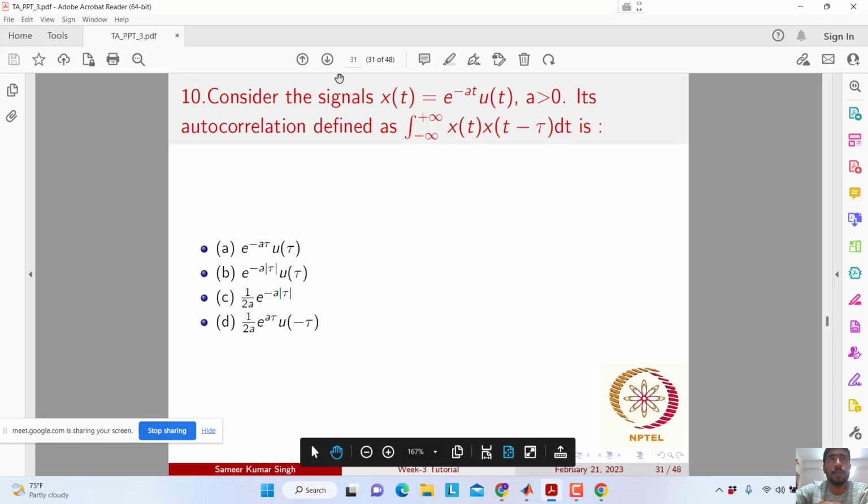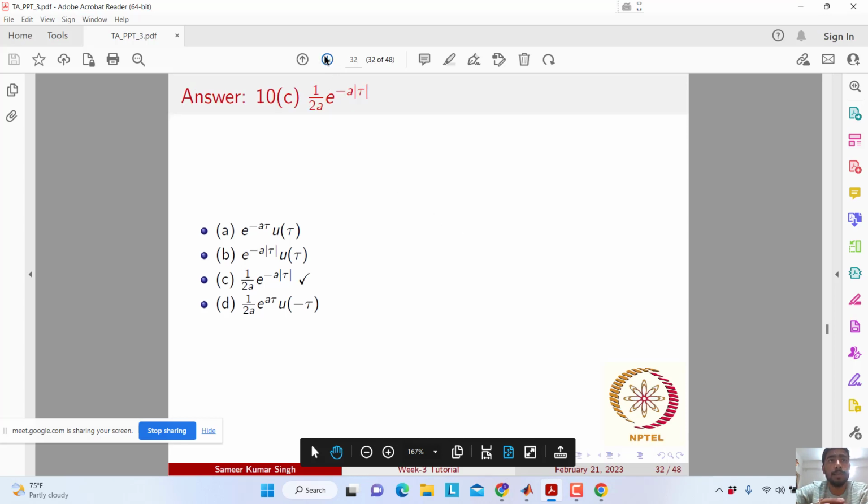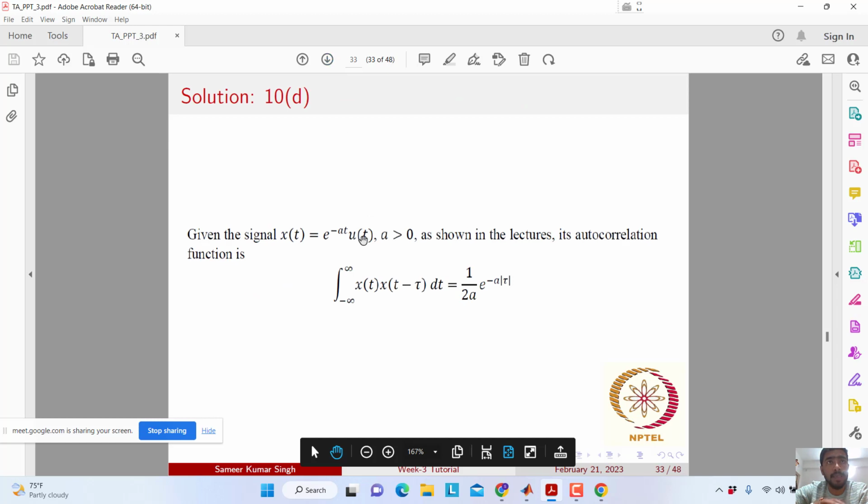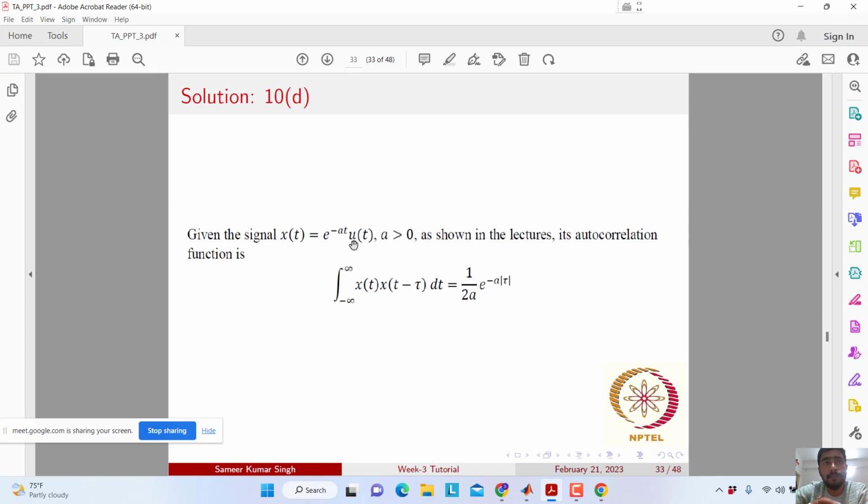So now we will go for the solution. Okay. Answer will be C part. So xt is given e to power minus 80 into ut. Just put the values due to ut. It will lie from 0 to infinity. It becomes e to power minus 80, and it will be e to power minus 80 t minus tau. Okay, when you apply the integration, you will get that part.